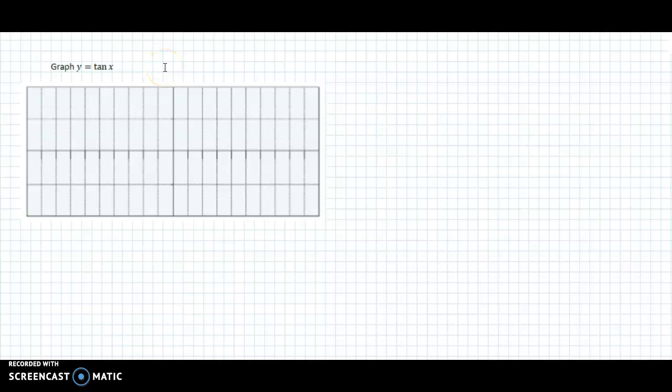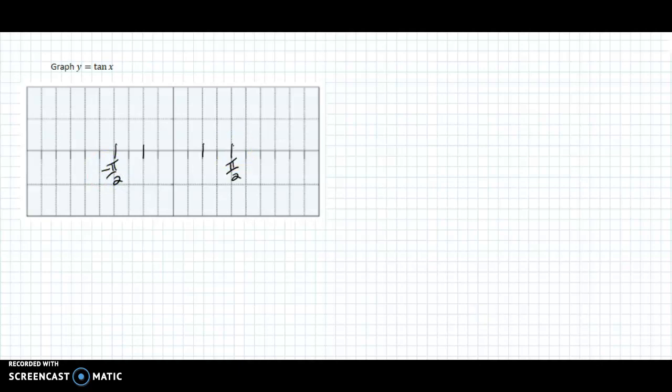Okay, this is the graph of tangent. Tangent's going to be a little different than sine and cosine. We're going to still split everything into 4 equal parts, but we're going to start by doing pi over 2, and then we will go back a negative pi over 2.